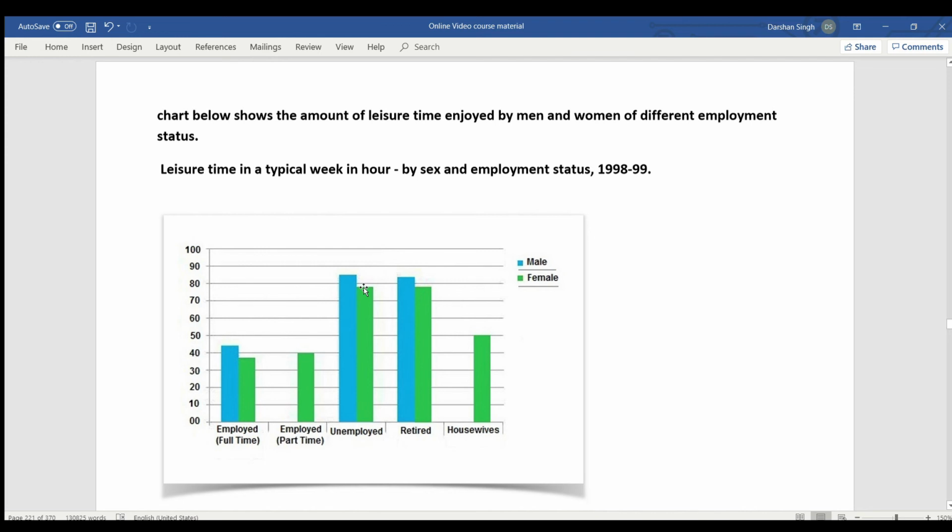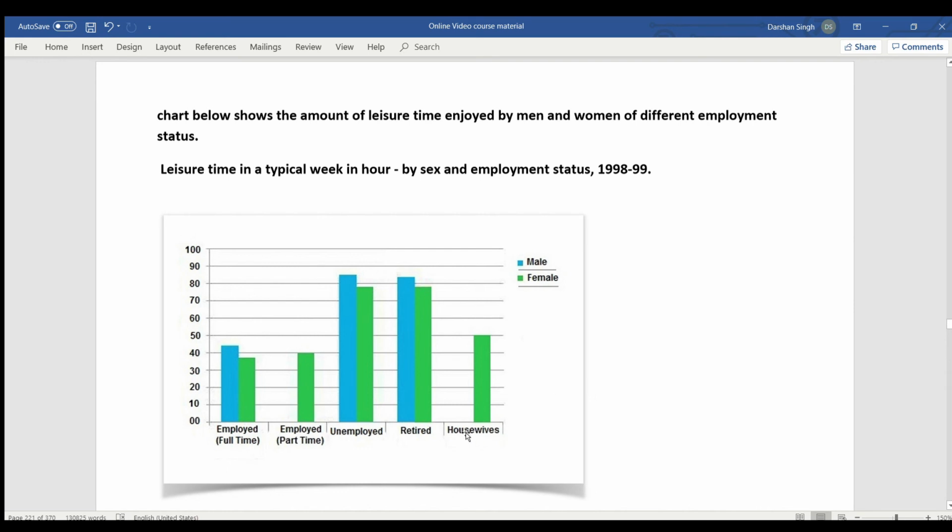And in the next category, a similar trend was seen in the retired category, where men enjoyed more than 80 and women again enjoyed less than 80 hours of leisure time. So this will be my main para. I will mention each and every figure using each and every category, but I have left these 2 categories, employed part-time and housewives.